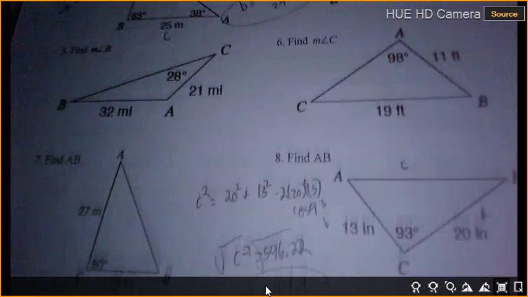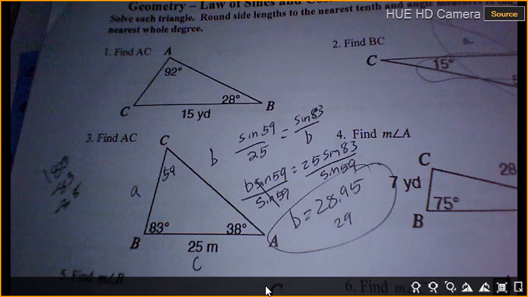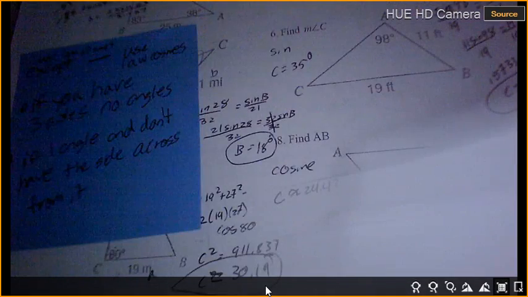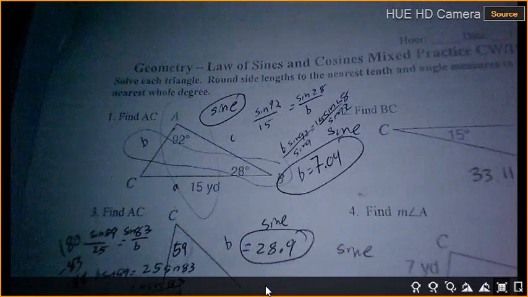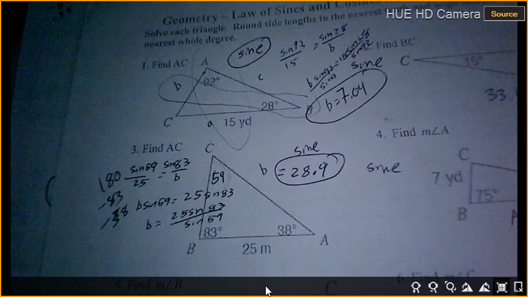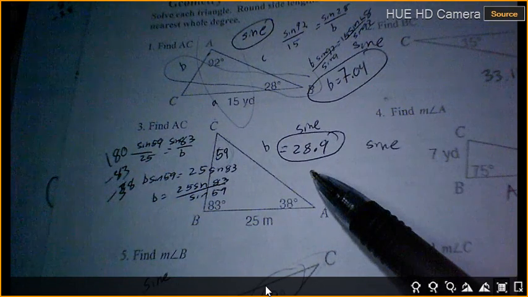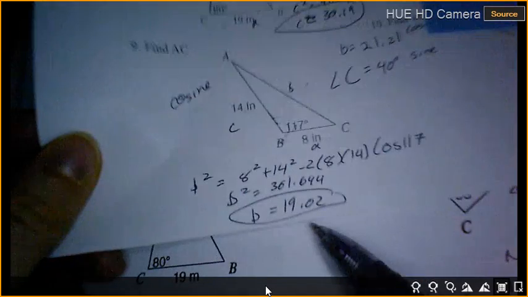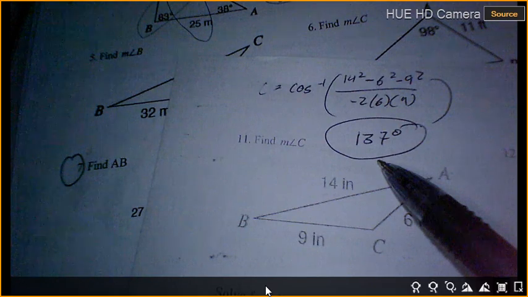Okay, let's look. I'm just going to go over the answers pretty quickly for this packet because your quiz does look just like that review. The odds for the packet: number 1 is 7.04. Number 3 is 28.9. Number 5 is 18 degrees. Number 7 is 30.19. Number 9 is 19.02, excuse me. Number 11 is 137 degrees.